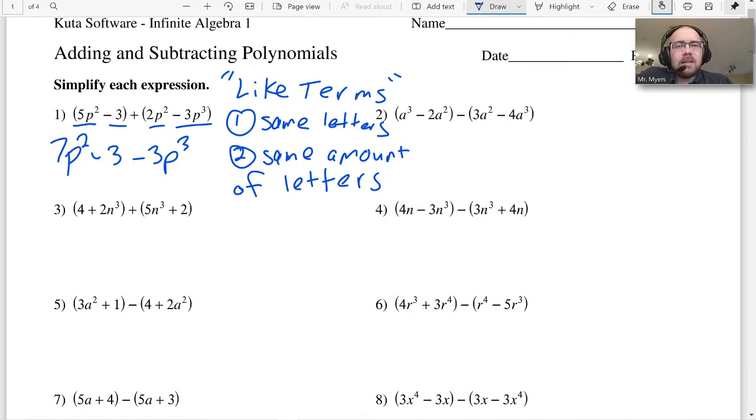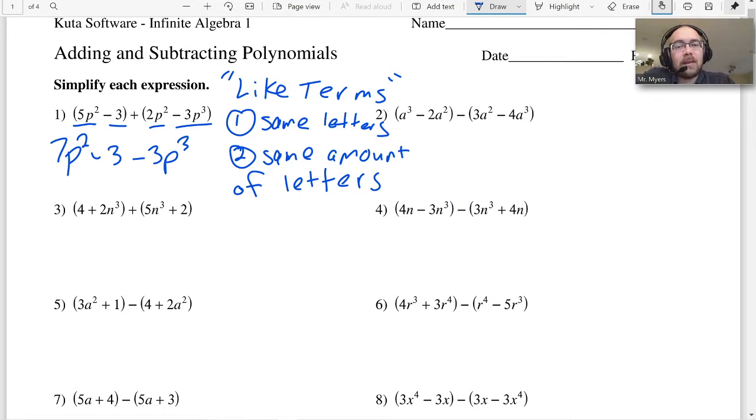Number 2 is a little bit different. Now notice in number 1, I didn't really try to do anything. I just kind of ignored the parentheses. I don't know if you noticed that, but you can just ignore the parentheses. If there's no minus or no number right next to a parentheses, you don't actually need the parentheses to be there.